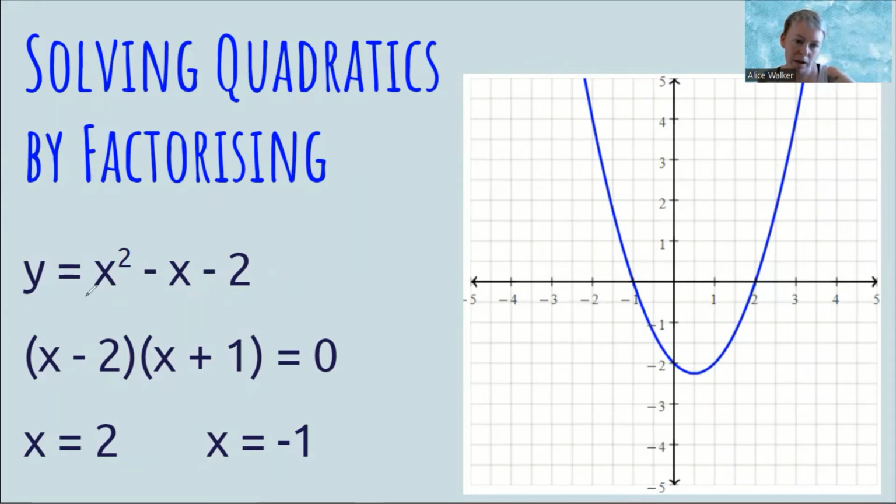So we start with our quadratic. There it is, x squared minus x minus 2. And I was able to change it into this form, where I found that to make this equation, I can times x minus 2 by x plus 1. I've put equals 0 here because I want to find out what the value of x is when y is 0. Remember that on this whole x-axis, y is 0.